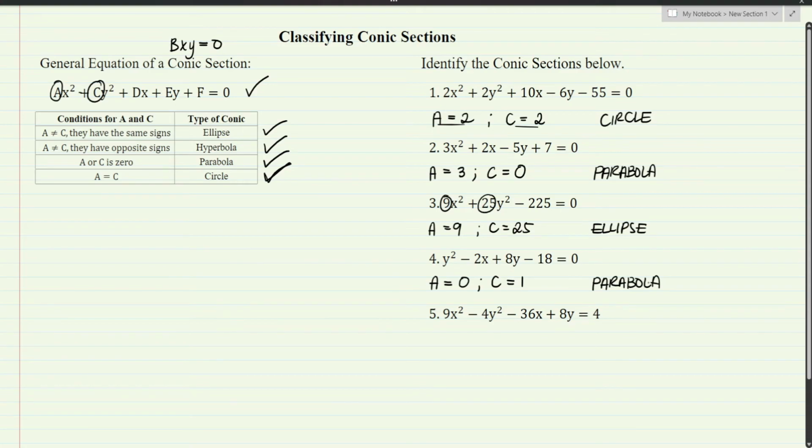Now for the last question, we have A equal to 9 and C equal to negative 4. So A and C are not equal, and also they have opposite signs. A is positive and C is negative. Therefore, it satisfies this condition. So it means this conic section is a hyperbola.